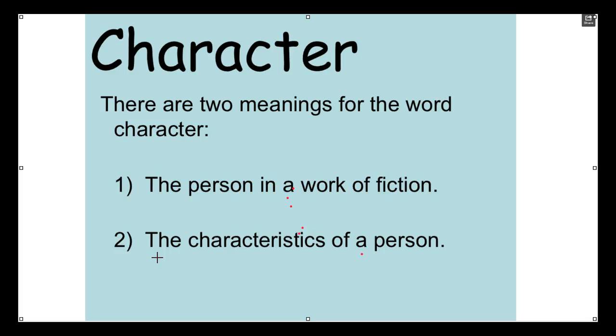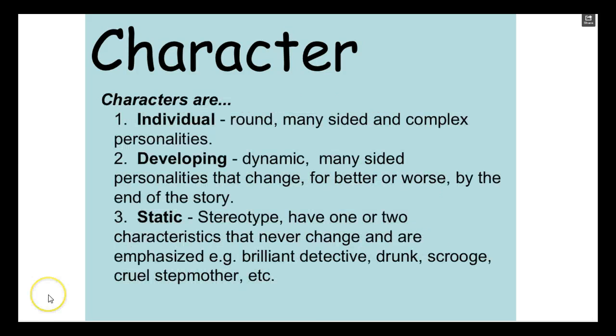Next we have the characters. They break this down into 2 points. One, the person in a work of fiction. As I said, this is basically an autobiography, but we are going to have characters. And number 2, the characteristics of a person. What are they like? We're going to go into a little further description on the next slide of round or dynamic characters, etc. Characters can be broken down into 3 points.